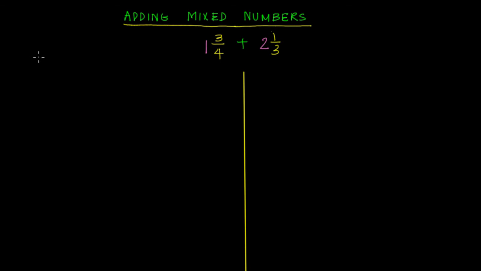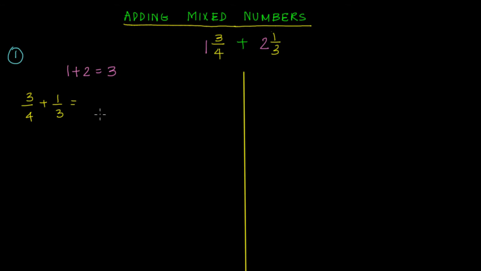So here is the first way. In the first method, you add the two wholes. So you want to add 1 3/4 plus 2 1/3. So I'm going to add the two wholes. 1 plus 2 equals 3. And then I'm going to add the two fractional parts, that is 3/4 plus 1/3.